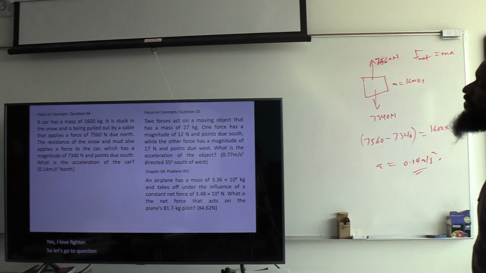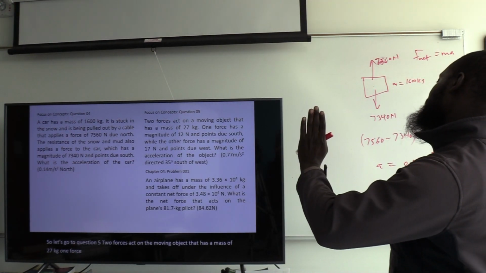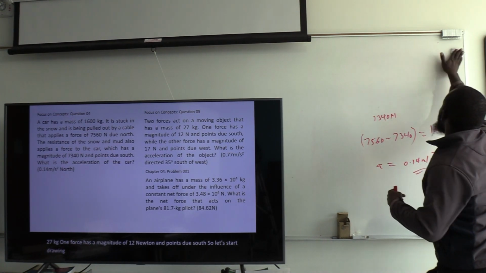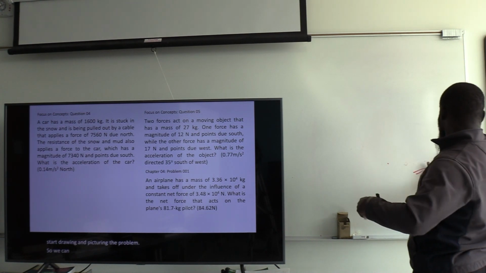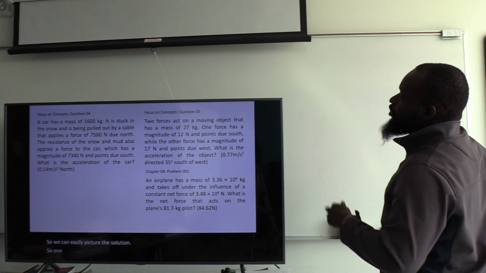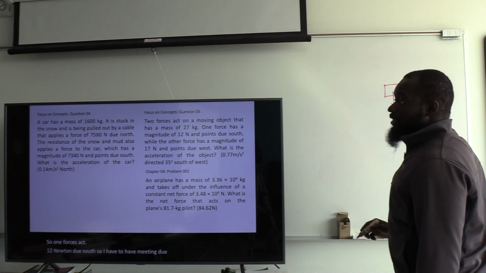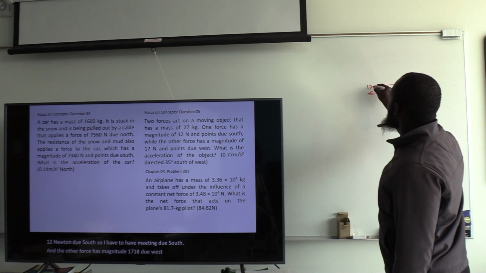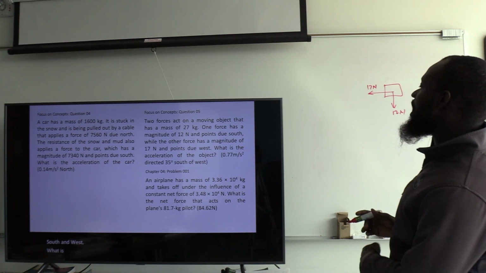2 forces act on a moving object that has a mass of 27 kilograms. One force has a magnitude of 12 newtons and points due south. So let's start drawing that and picturing the problem, so we can easily picture the solution. So one force at 12 newton due south. And the other force has magnitude 17 newton due west. South and west. What is the acceleration of the object?